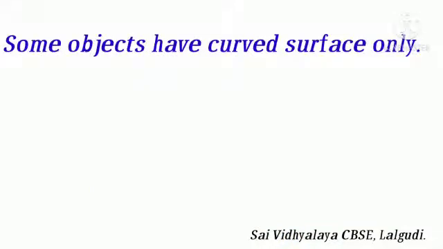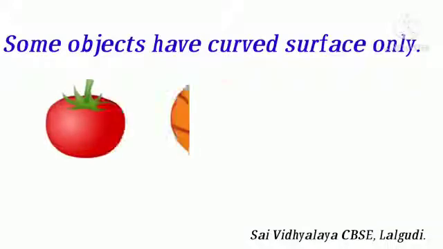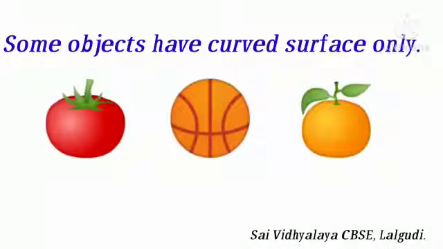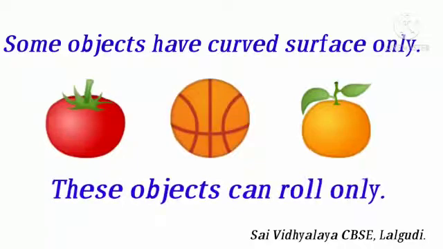Some objects have curved surface only. For example, tomato, ball, and orange. These objects can roll only.